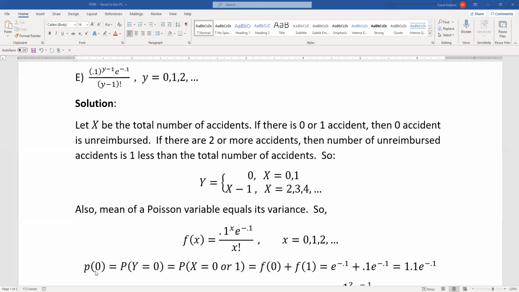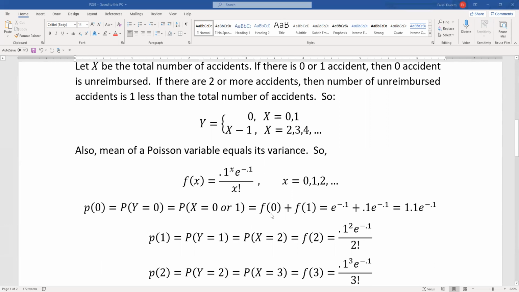So probability Y equals 0 equals probability X equals 0 or 1, because Y is 0 when X is 0 or 1. That means f of 0 plus f of 1. f of 0 is just e power negative 0.1, and f of 1 is 0.1 e power negative 0.1. That sums up to 1.1 e power negative 0.1: this is 1 e negative 0.1, and this is 0.1 e negative 0.1, so 1 plus 0.1 is 1.1.